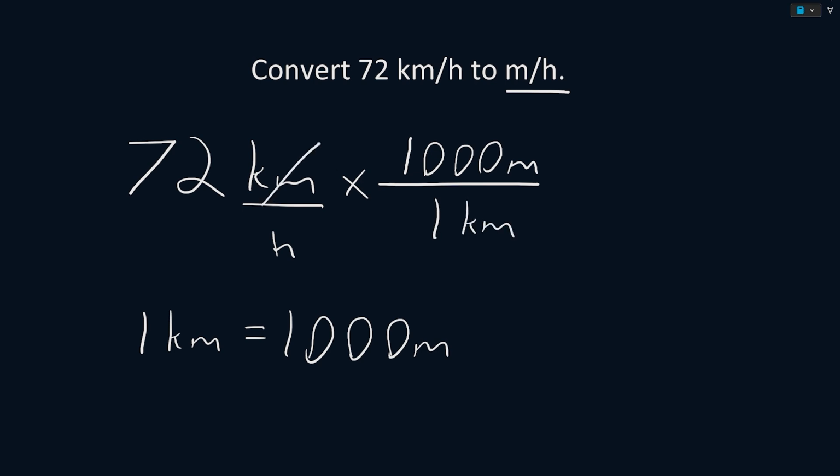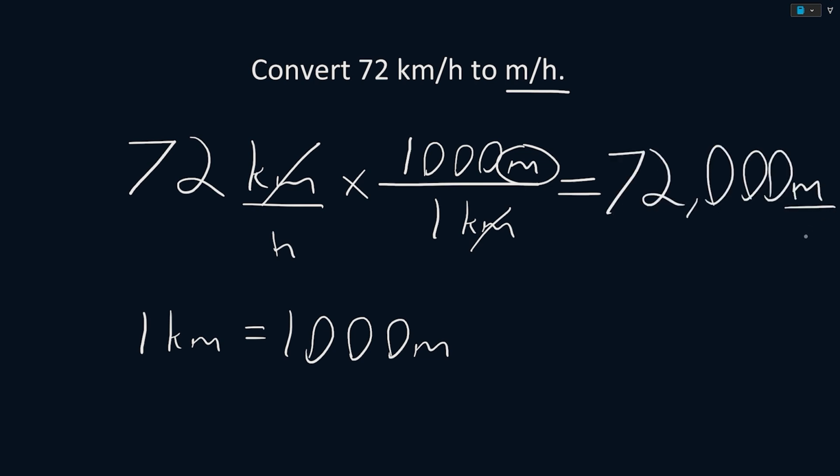Multiplying through this, we see that the kilometers cancel and leave us with meters. So solving this, we see that 72 kilometers an hour is equivalent to 72,000 meters per hour.